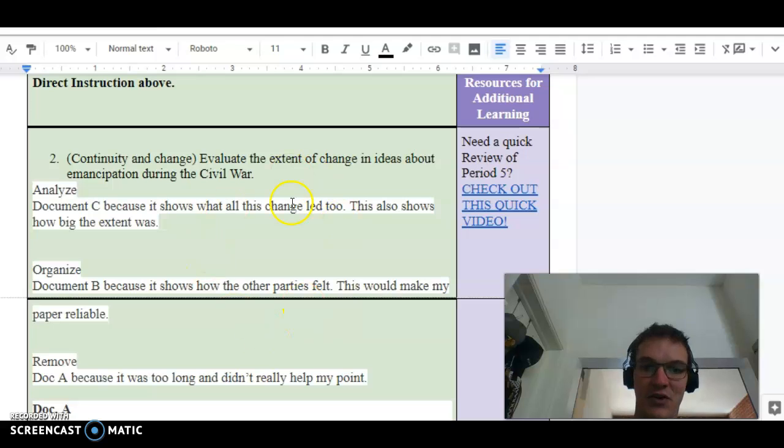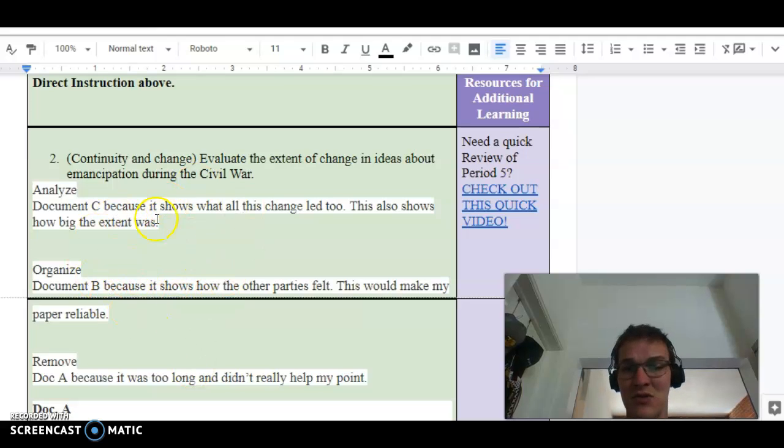All right, this isn't really telling us about anything. This would make my paper reliable. This is like old world history stuff. This is not the way to do this. Doc A, because it was too long. I don't mind this so long for remove. The only reason I brought this up is, for remove, you can say, look, it was too long. I didn't have enough time. That's okay. I don't mind doing that.